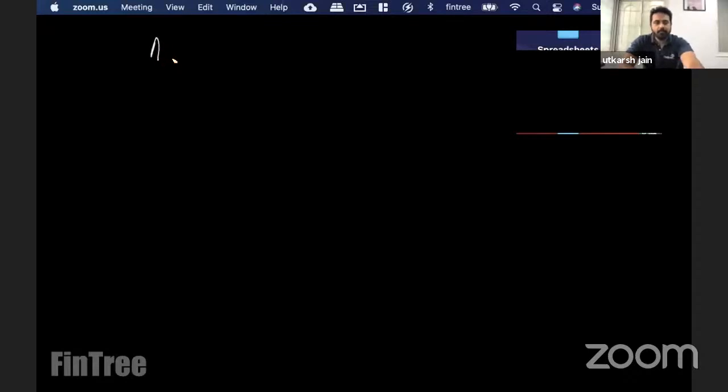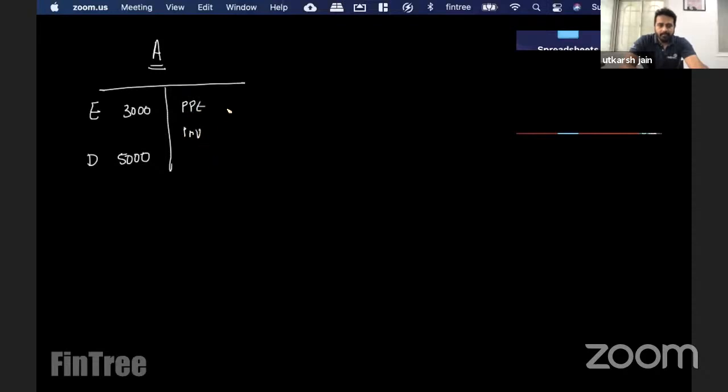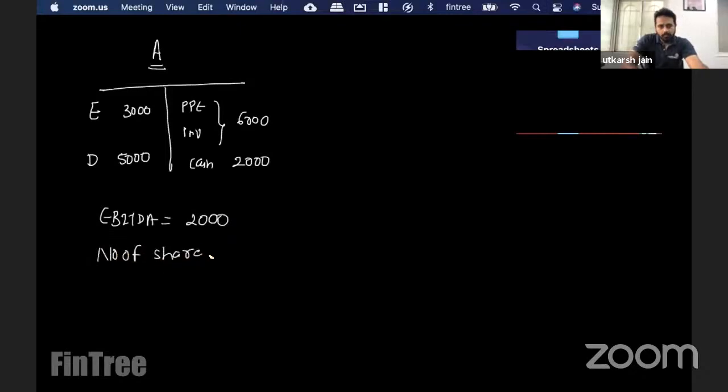So let's say we have a company A, which has a balance sheet like this. It has a little bit of equity. It has debt. Let's say debt is 5,000. Equity is 3,000. And then they have property, plant, and equipment, inventory, all the business assets of 6,000. And then they have a cash of 2,000. EBITDA of this business is 2,000. Number of shares issued is 10. Okay, this company has issued 10 shares.